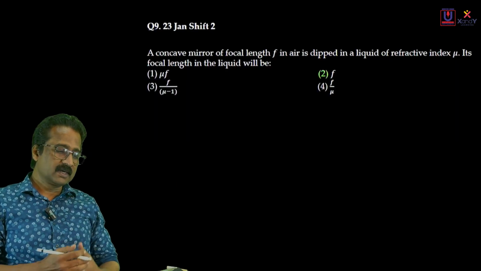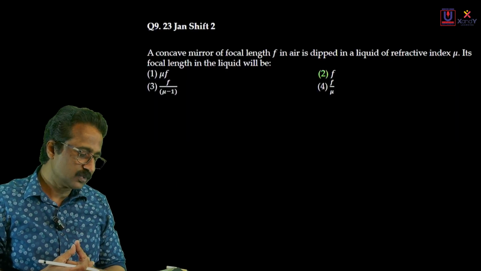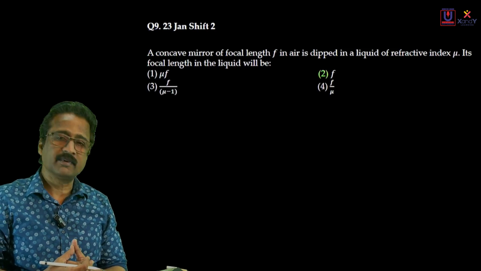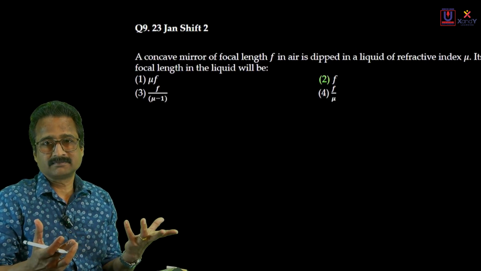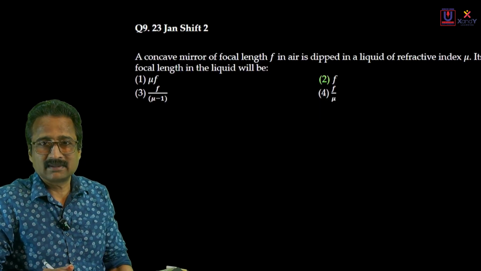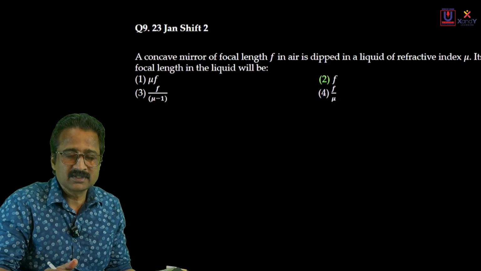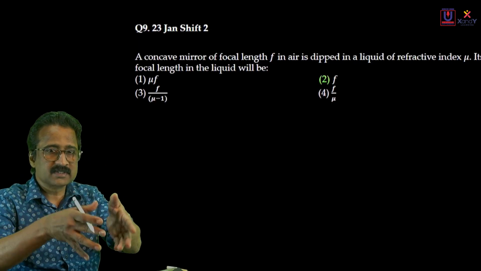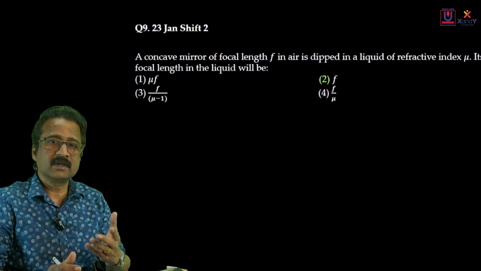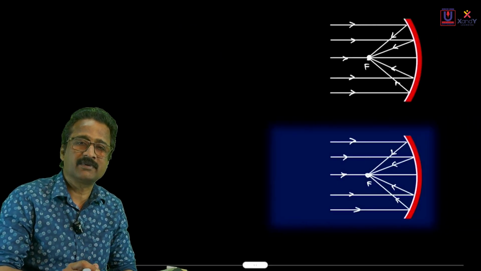A concave mirror of focal length f in air is dipped in a liquid of refractive index mu. Its focal length in the liquid will be? See, this is a mirror. If you immerse a mirror inside water, nothing will happen to focal length because it is reflection only. A mirror works on the principle of reflection. It's not a lens. If you immerse a convex lens or concave lens inside water, certainly focal length will alter. But in the case of a mirror, we don't find any difference at all.